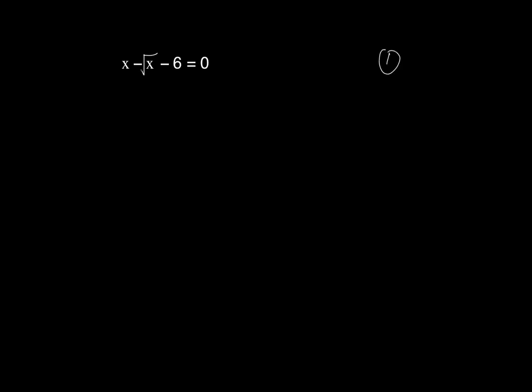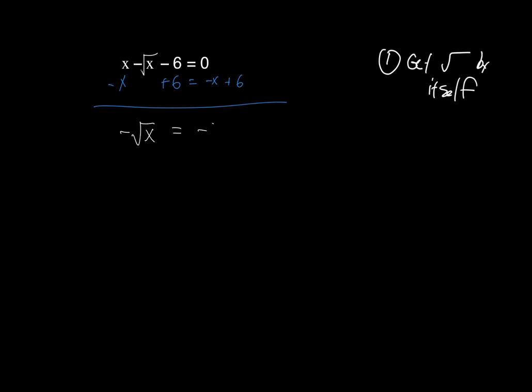The first step is to get the square root by itself. To do that, I'm going to subtract x and add 6 to both sides. When I do that, I will be left with negative square root of x equals negative x plus 6. I want just the square root. To get just the square root, I'm going to divide everything by negative 1. So then I have square root of x equals x minus 6.